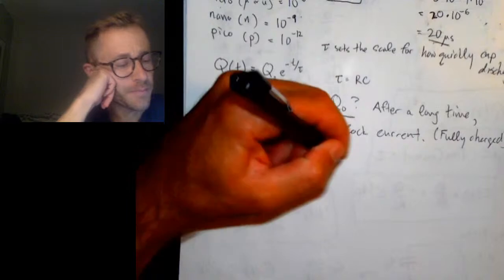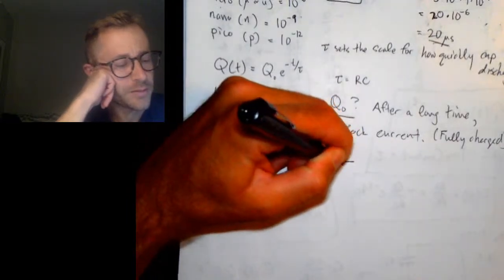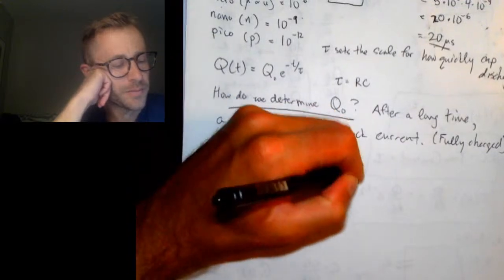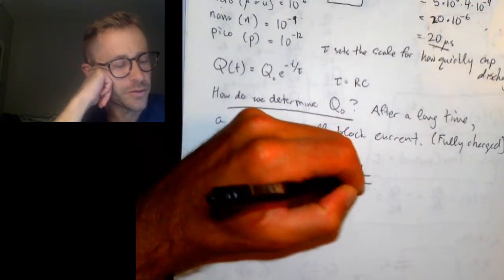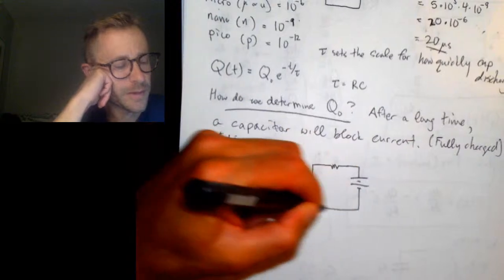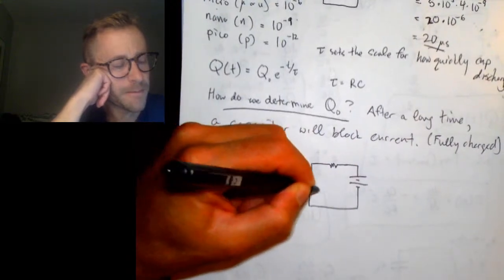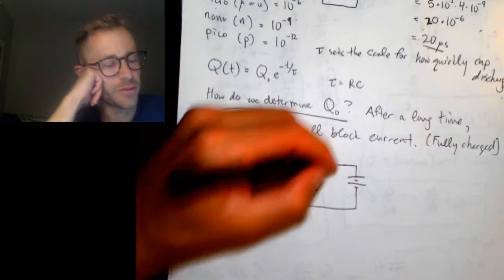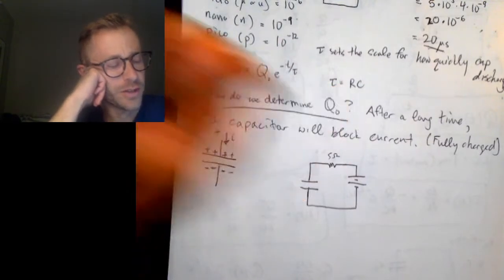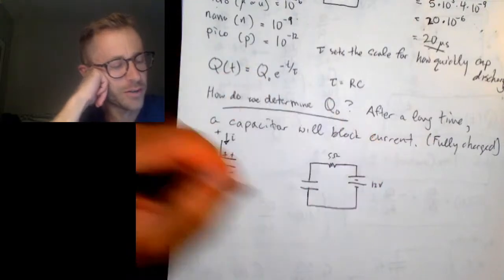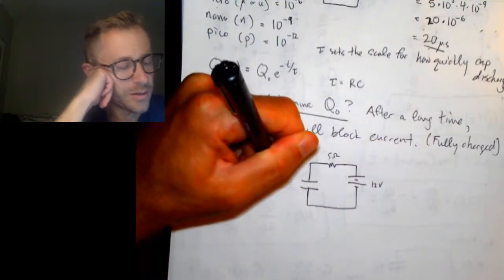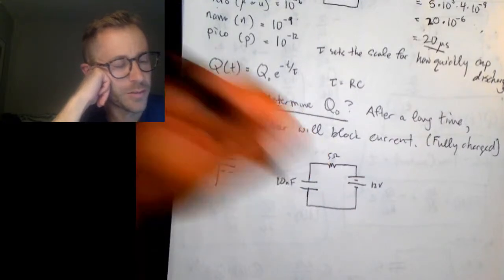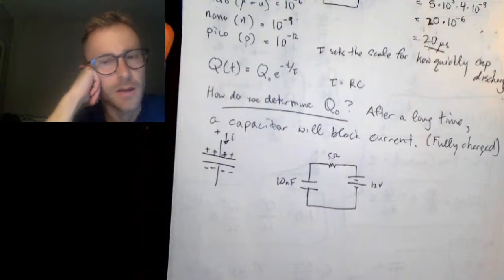So, for example, what if you had a circuit like this, okay? And so maybe this is a 5 ohm resistor, this is a 12 volt battery, this is, I don't know, a 10 nanofarad capacitor, okay?